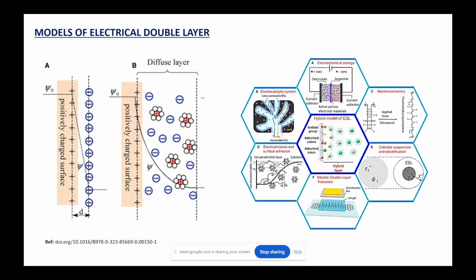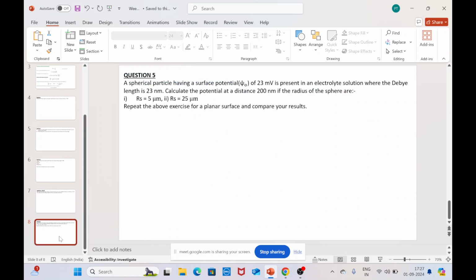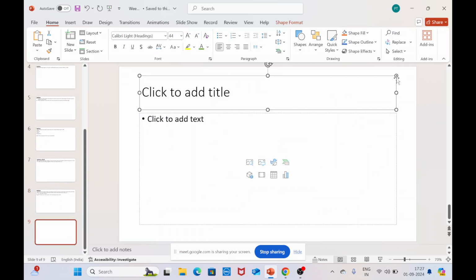Now we will move on to modeling this diffusive double layer model. Last time we discussed the Helmholtz electrical double layer. Over there we discussed three different parameters. Can anybody tell me what are the three different parameters that we discussed last week based on this electric double layer formation?